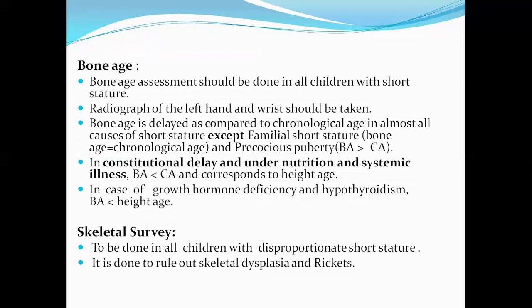In constitutional delay and undernutrition and systemic illness, bone age is less than chronological age, and it corresponds to height age. In case of growth hormone deficiency and hypothyroidism, bone age is less than height age. Now the skeletal survey is to be done in all children with disproportionate short stature. It is done to rule out skeletal dysplasia and defects.